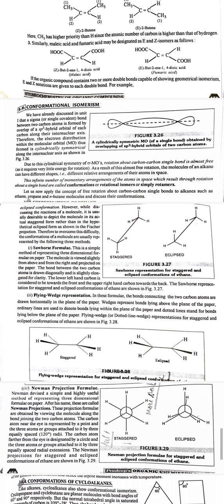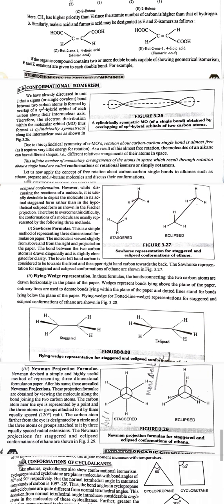A sigma bond between two carbon atoms is formed by overlap of the sp3 hybrid orbital of each carbon along their internuclear axis. Therefore, the electron distribution within the molecular orbital thus formed is cylindrically symmetrical along the internuclear axis. The infinite number of momentary arrangements of atoms in space which result through rotation about a single bond are called conformations or rotational isomers, simply rotamers.